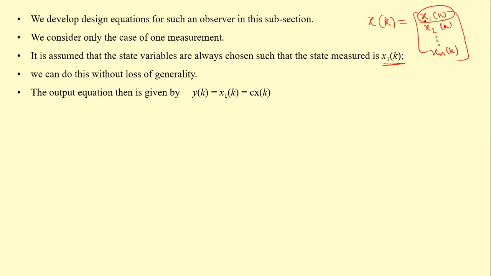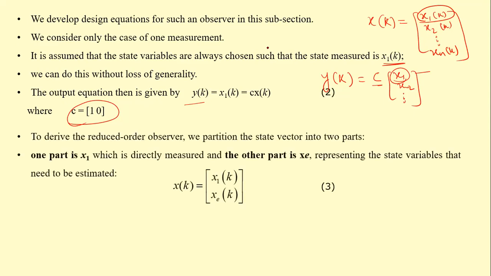So we may have many states. If we have only one state which is measurable, in that case the output yk is equal to the c vector times x1, x2, and so on, right? If only this is available, that means yk is equal to x1k. So here c is taken as 1, 0, right? So it is a 2 by 2 system, and this is, let us say, equation number 2, right?